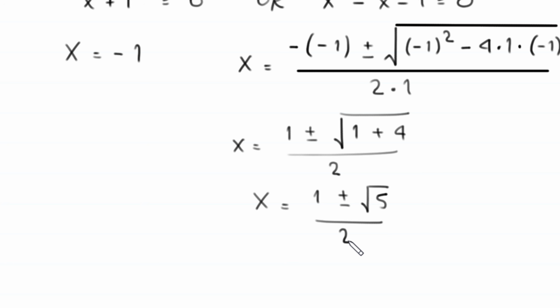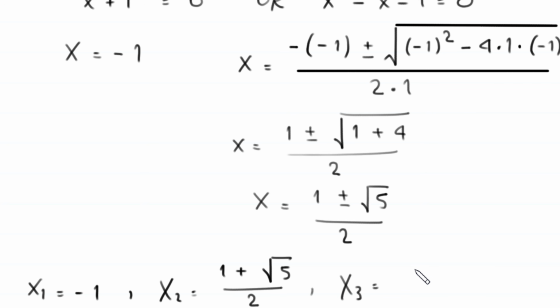It means that we have 3 solutions for this equation. x1 is equal to -1, and x2 is equal to 1 plus root 5 over 2, and x3 is equal to 1 minus root 5 divided by 2. These are the 3 real solutions for this equation.